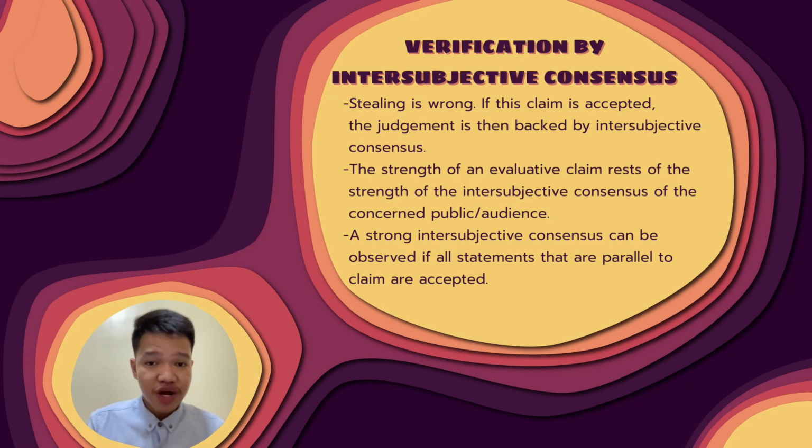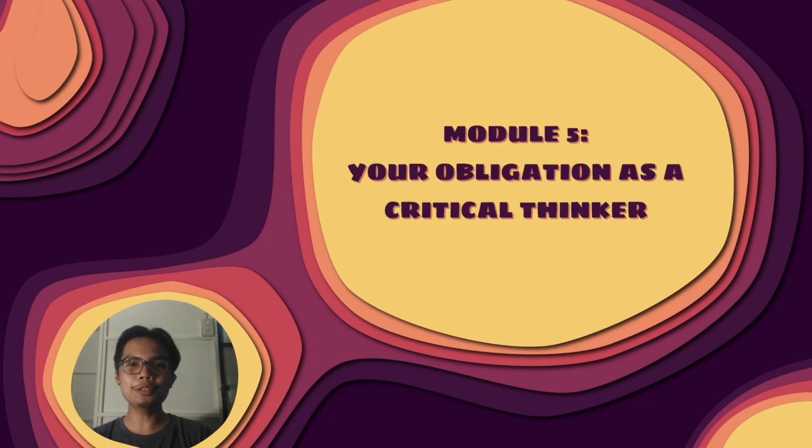Hence, the strength of an evaluative claim rests on the strength of the intersubjective consensus of the concerned public or audience. In addition, a strong intersubjective consensus can be observed if all statements that are parallel to the claim are accepted. Like, if we accept the claim, plagiarism is wrong, we shall then accept the claim, do not plagiarize is right. That is all for Module 4.